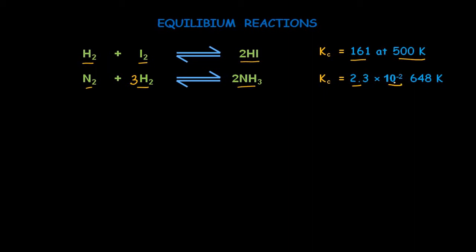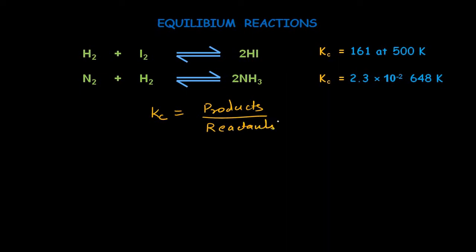Now if you compare the Kc values, we can see that the Kc value here, that is 161, is much higher compared to the Kc value of ammonia. Now as we know that while writing Kc, we always write products on the numerator, and in the denominator we write reactants. Now, if the value of Kc is greater, that shows the concentration of product should be higher than the concentration of reactants, and this will give you the higher value of Kc.